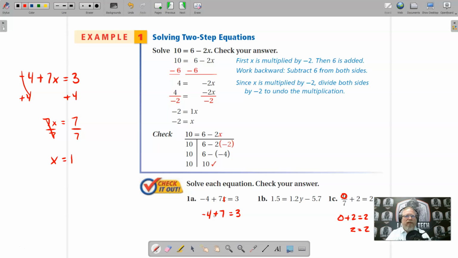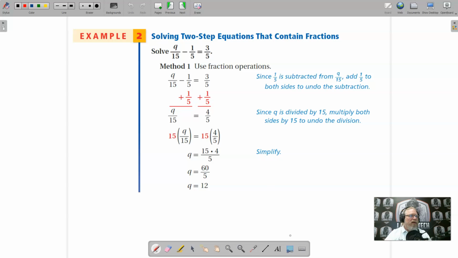Well, this is adding integers, right? One's positive, the other's negative, so let's go ahead and actually subtract. The difference of 7 and 4 is 3. 7 has a greater absolute value than negative 4, so since 7's positive, our answer is positive. Bring down the equals 3. That's a true statement, and our answer checks out.